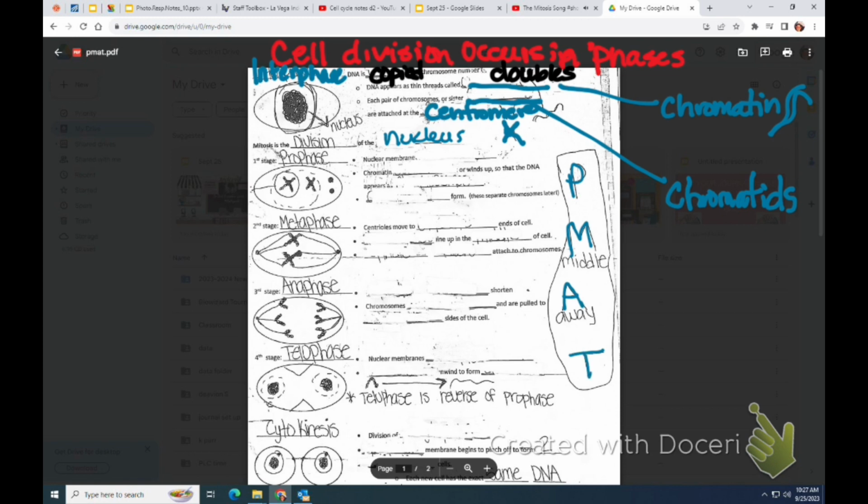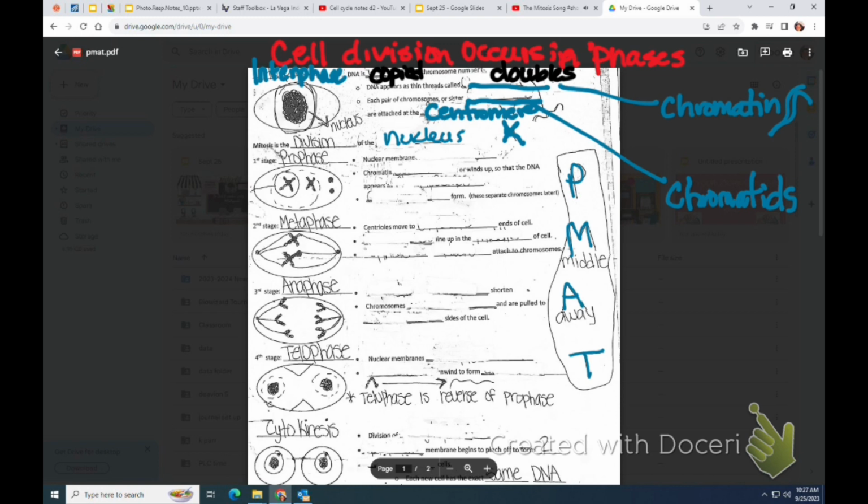So it is, with your hand show me, it is prophase, metaphase, anaphase, and telophase. I remember metaphase is in the middle, and anaphase we are pulling away. And my hands kind of look like A's when I do that, okay? Okay, so it is division of the nucleus.